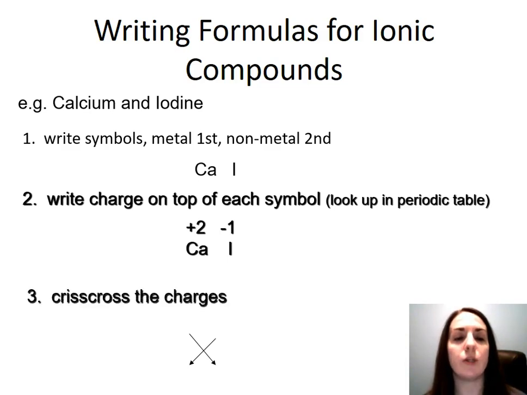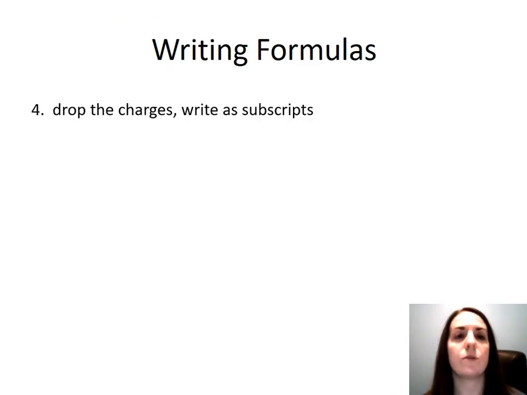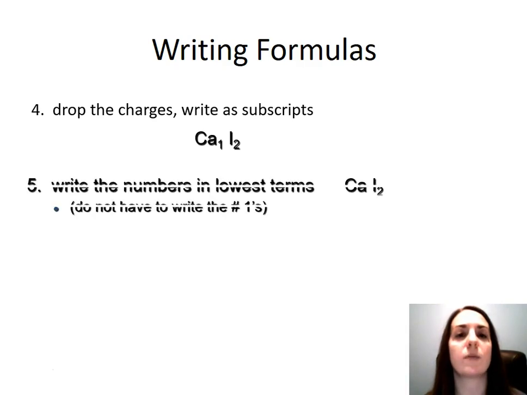And then what I'm going to do is crisscross those charges. So those charges are going to become my subscripts. So I'm going to drop the charges and write those as my subscripts. So the +2 from calcium dropped down to a subscript of 2 for iodine, and the -1 for iodine drops down to a 1 subscript for calcium.